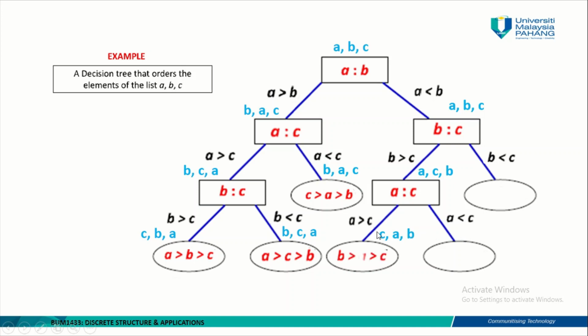So we know that B is less than A and A is greater than C. So we get the final answer. For A less than C, we get ACB here. So we know that B is greater than C and A is less than C. So we have B greater than C greater than A. Here we know that A is less than B and B is less than C. So we just put the final answer, C greater than B greater than A.